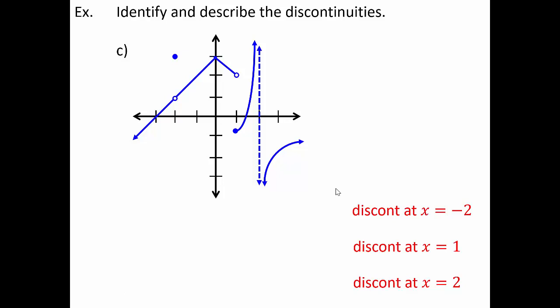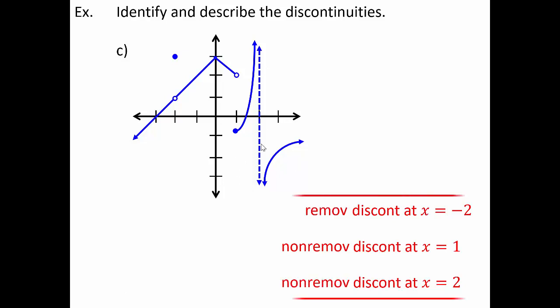Describing those discontinuities just comes down to, is it removable or non-removable? At x equals -2, it's a hole. A hole is a removable discontinuity. X equals 1 is a jump, so that is a non-removable discontinuity. X equals 2 is a vertical asymptote, so that is also non-removable. All right, take some time now to complete the practice before you do the quick assessment.